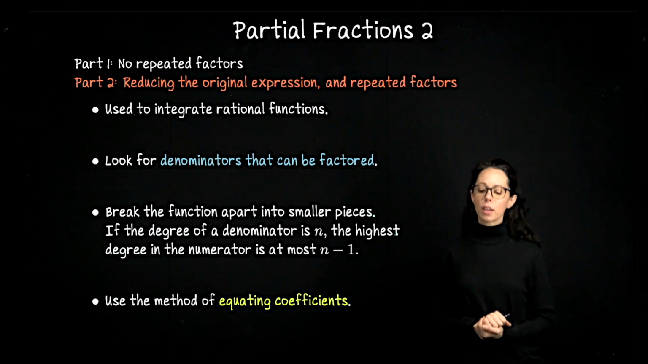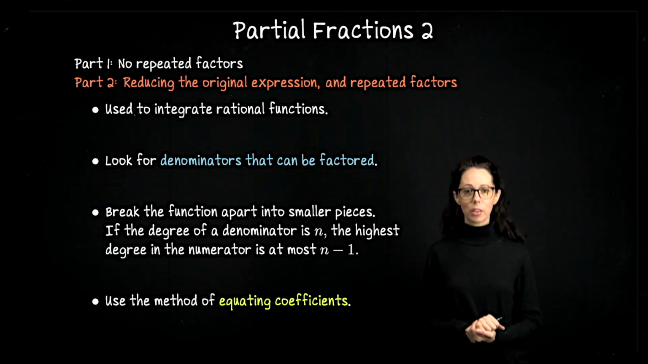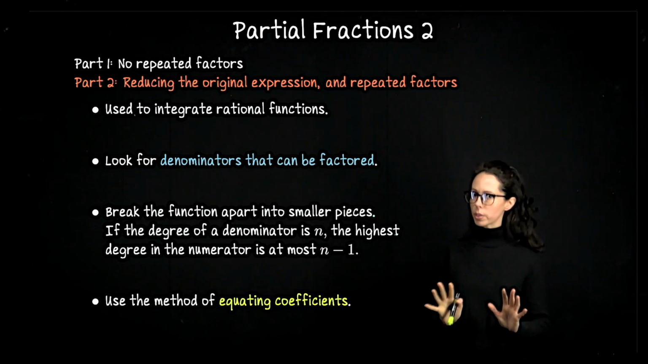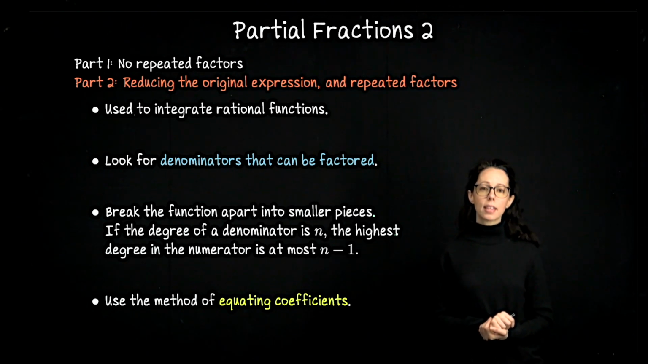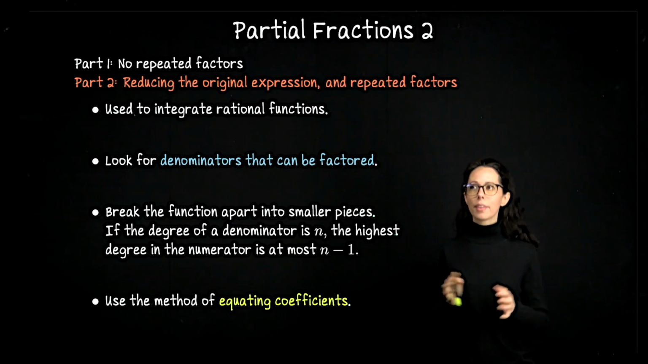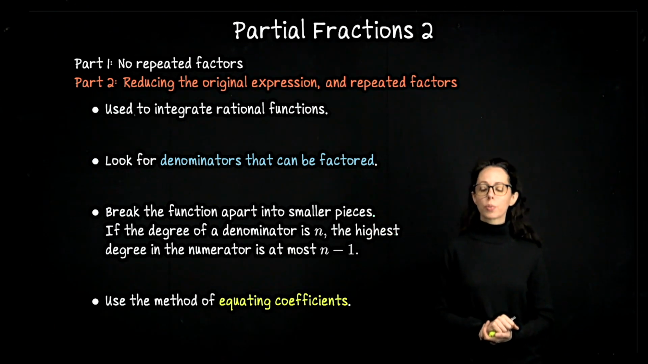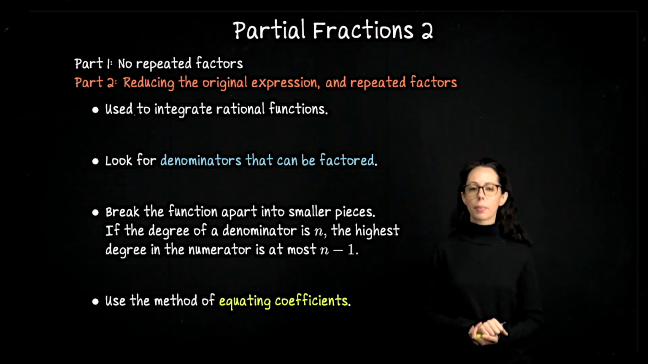In part 1, all of the rational functions that we looked at had denominators which factored into products of terms, none of which were repeated. In today's lesson, we will see some examples where there might be a factor in the denominator which is raised to a power which is not 1. So we might have a factor squared or cubed or something like that.